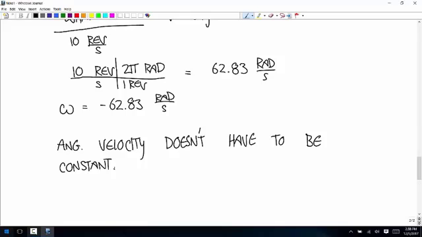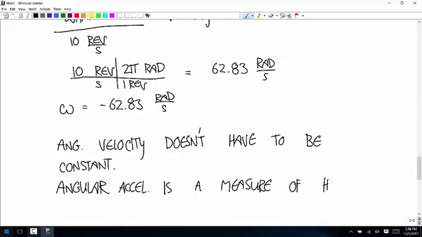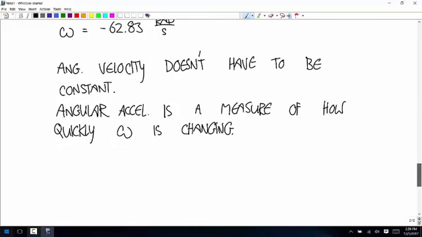So what do you think you call the thing that determines how quickly the angular velocity is changing? Angular acceleration. Angular acceleration is a measure of how quickly the angular velocity is changing. It's totally analogous to the way velocity and acceleration are related for particle stuff, for translational stuff.